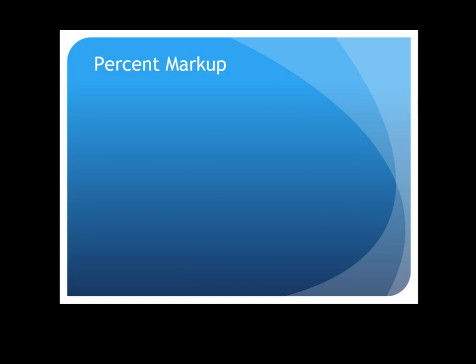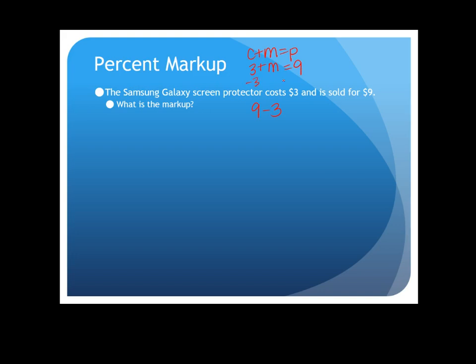Okay, percent markup is slightly different. The Samsung Galaxy screen protector, on that same website, costs $3, and it's sold for $9. If I want the percent markup, I first need to find the markup. So what is the markup? Well, it went from $3 to $9. So to find the markup, I'm just going to do 9 minus 3. And if you need your equation, cost plus markup equals price. It costs $3. I don't know how much it was marked up, but it was sold for 9. So to get M alone, I just subtract 3.